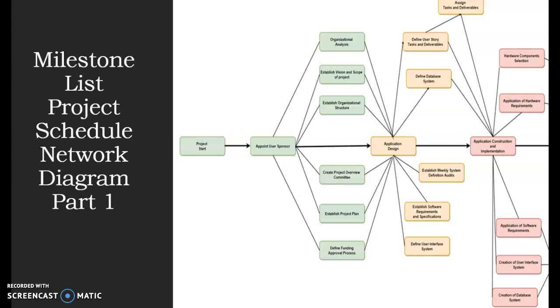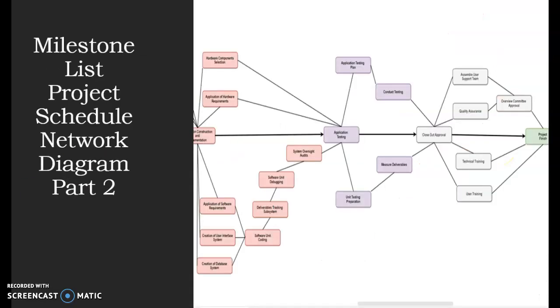Moving on to application design, we then see define user story. Moving on right here, define user story, tasks, and deliverables. You can see the arrow pointing here and then moving on to assign tasks and deliverables. The reason why is because until we define them, we can't assign them. So you're going to see that task moving from one to the other and then back down to application construction and implementation.